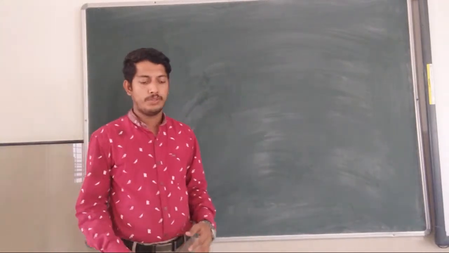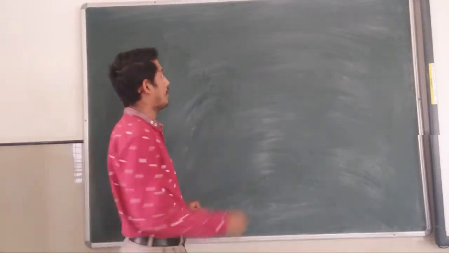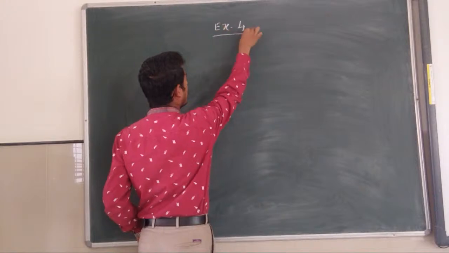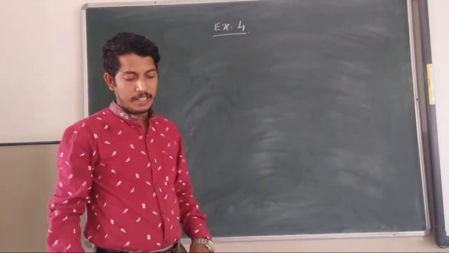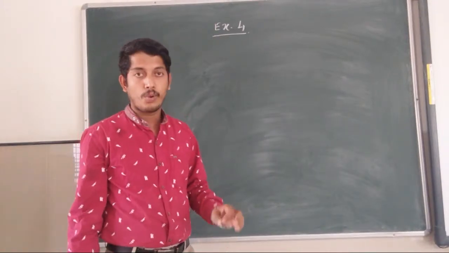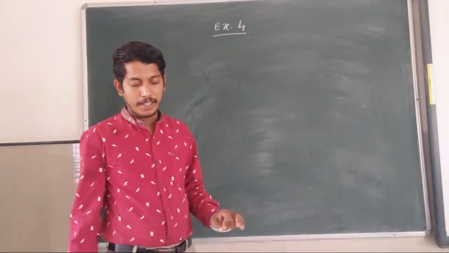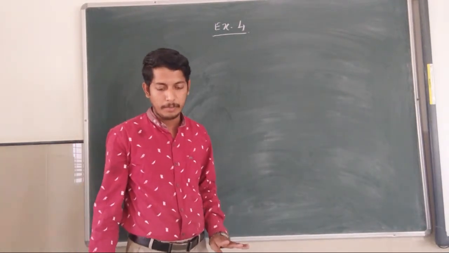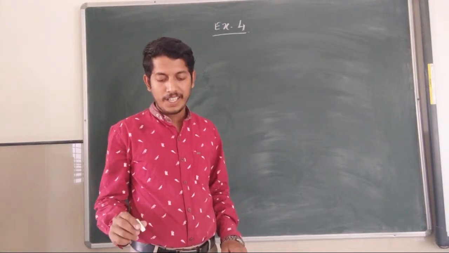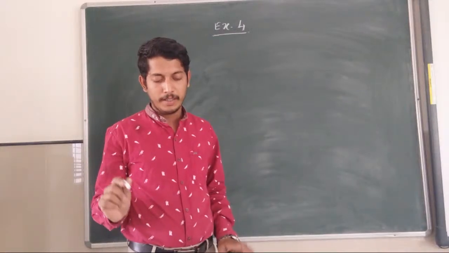I'm going to teach some problems of exercise 2.4 of the triangle chapter. Exercise 4, the first question is: let triangle ABC be congruent to triangle DEF and their areas be respectively 64 centimeters square and 121 centimeters square. If side EF is 15.4 centimeters, find BC.